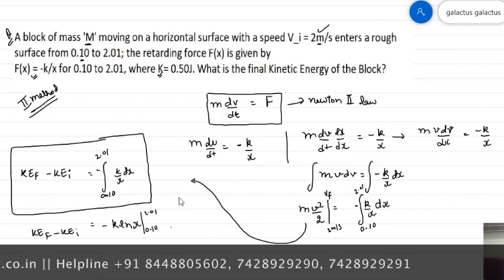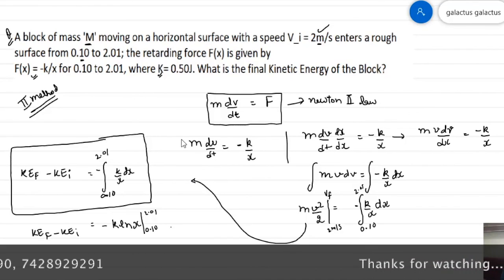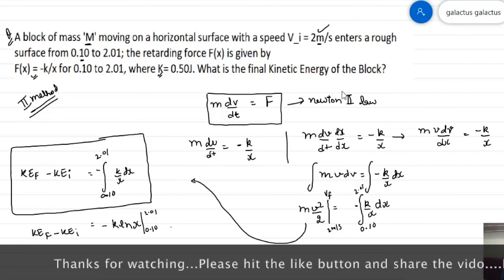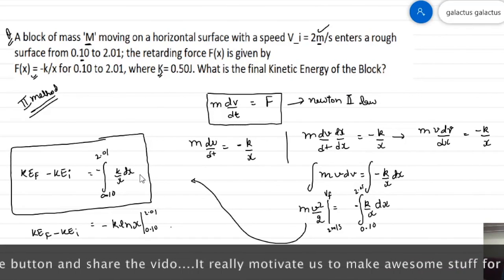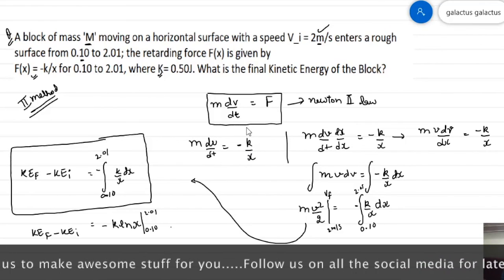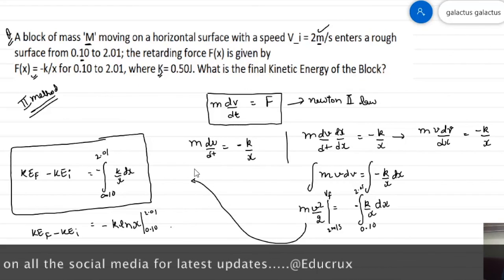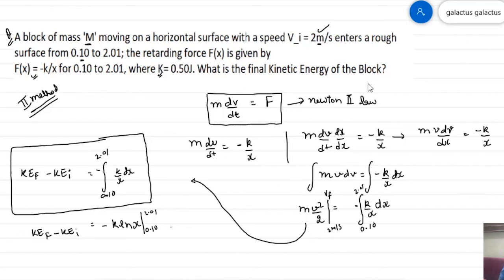and we have to just substitute the final and the initial limit and I'll get the answer. So we see how we can directly apply the work energy theorem and get the answer, or we can follow Newton's second law and then reach the work energy theorem by performing some algebraic manipulation, solving a differential equation. So this completes our discussion on how to solve problems by using the work energy theorem, and now we'll move forward to other concepts.